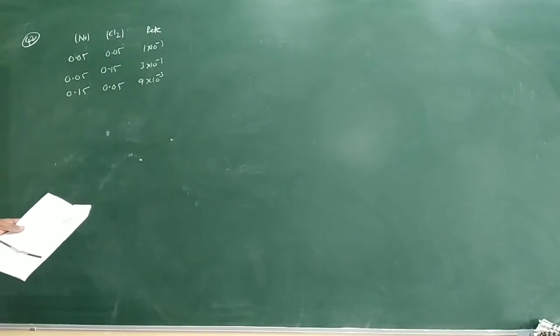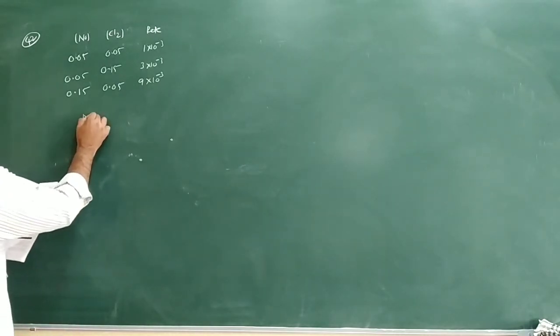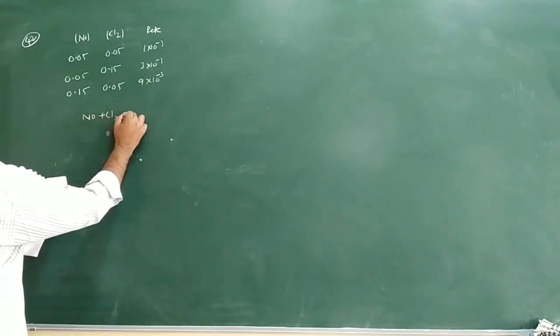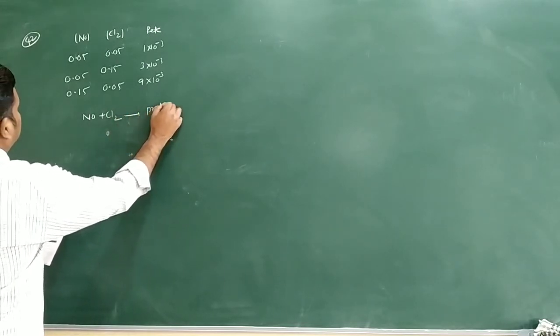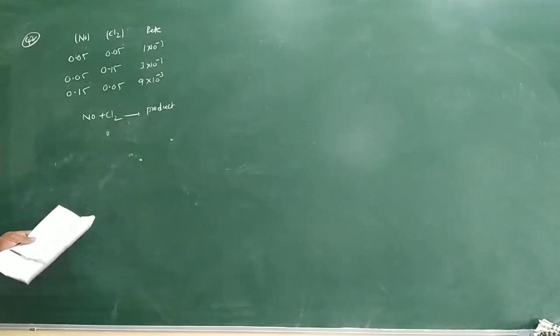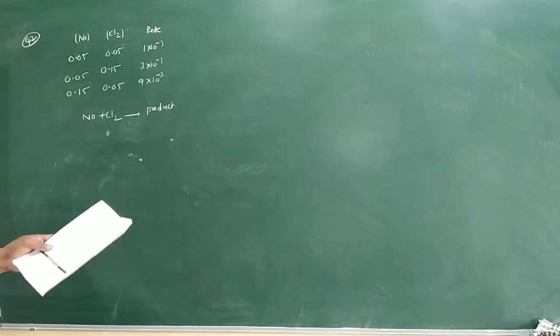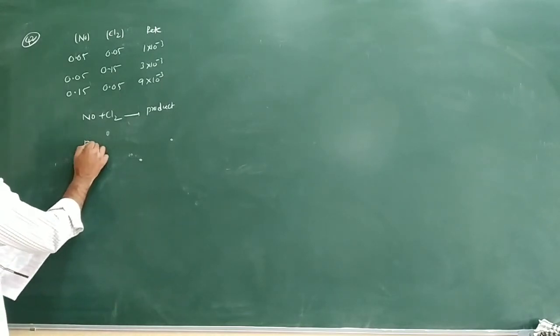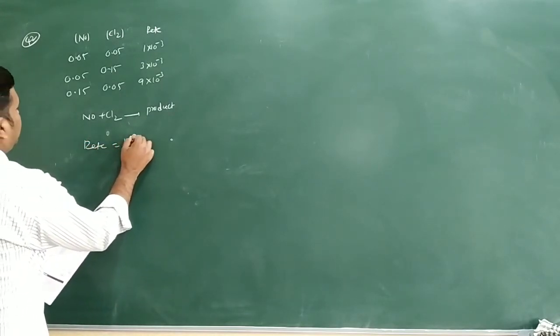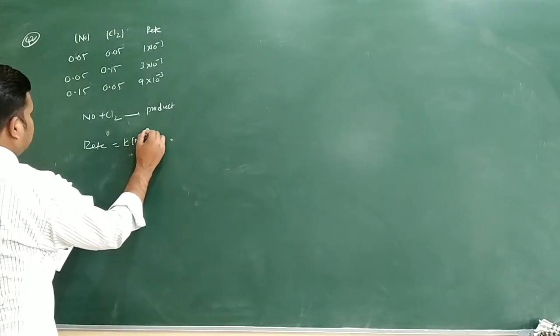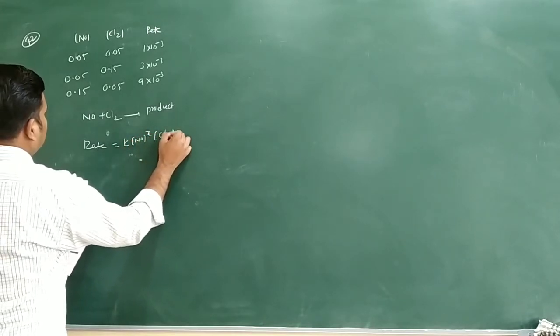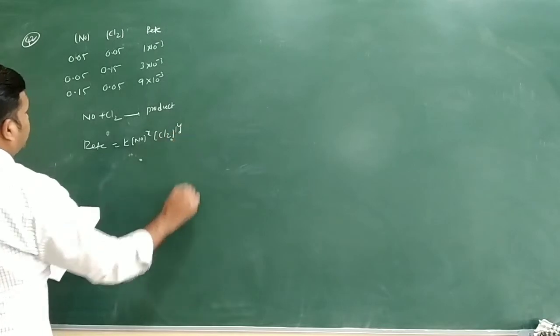So what equation can you take here? NO plus Cl2 is given, and this is the product you will get here. Okay, so generally what you will get here? 2NO plus Cl2 gives 2NOCl. So I will write here rate is equal to k into concentration of NO whole power x into concentration of Cl2 whole power y.